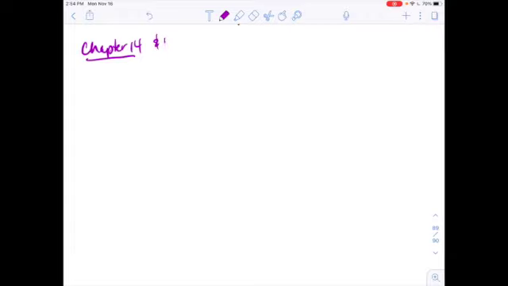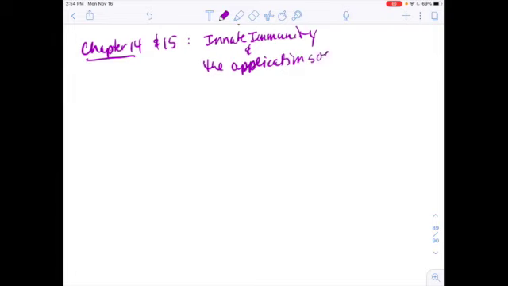Chapter 14 and 15, I am taking these together. So this is all about innate immunity and the immune response, or rather, the application of adaptive immunity.